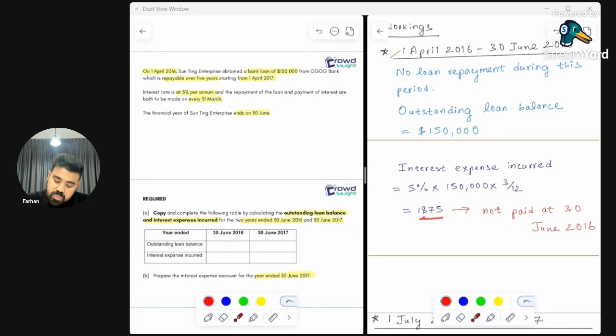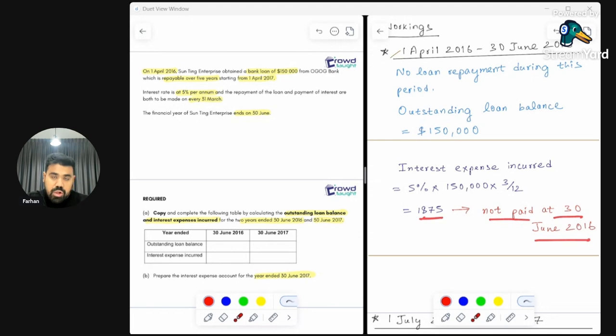Now, this interest expense of $1,875, I just want you to remember for now, is not going to be paid at 30 June 2016. Why is that so? Because based on the question, we know that we make the payment for loan and interest every 31 March. So at 30 June 2016, this amount for interest expense of $1,875, which relates to the 3 months of April, May, and June, is not paid. So this is an accrued interest expense, which is a current liability of the business.